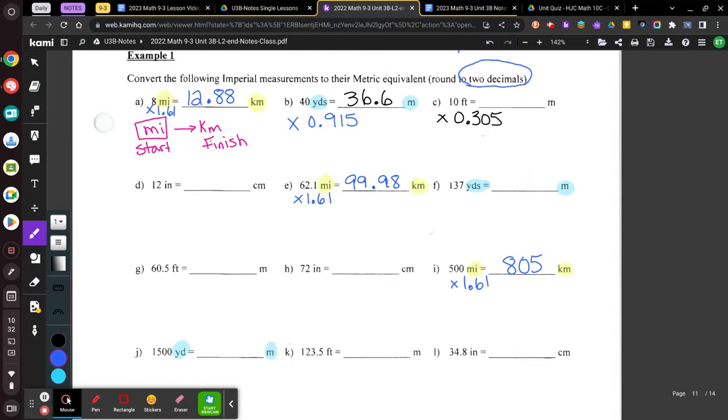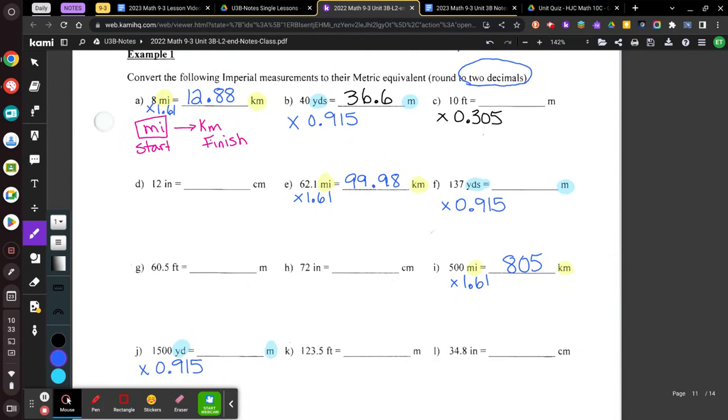So times by 0.915, times 0.915. All right, take a moment and do the calculations. Okay, hopefully your calculations match mine. So here we go.